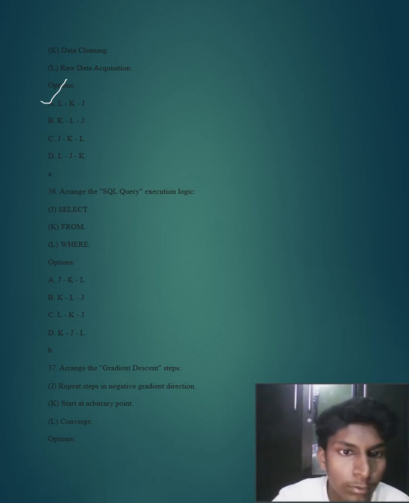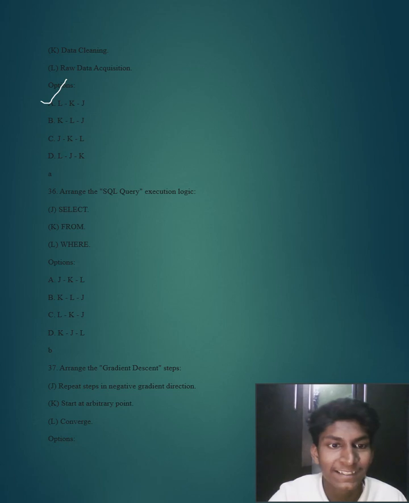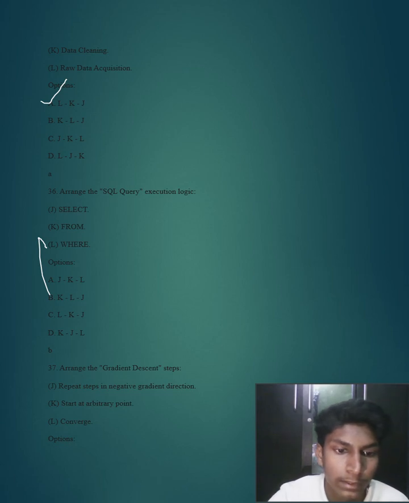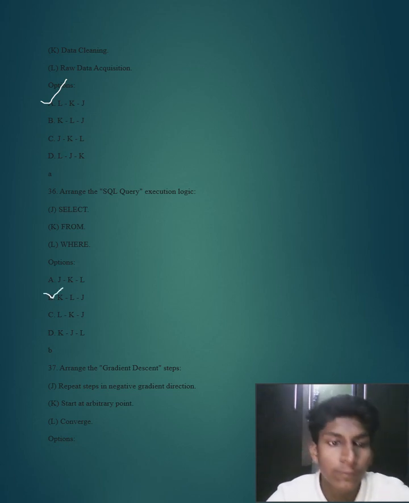Next we have arrange the SQL query execution logic: select, from, where. So it is very easy. The correct option is from, where, select, and that is the option B. Oh, sorry. Let me correct that. So the correct option is option B. That is KLJ.